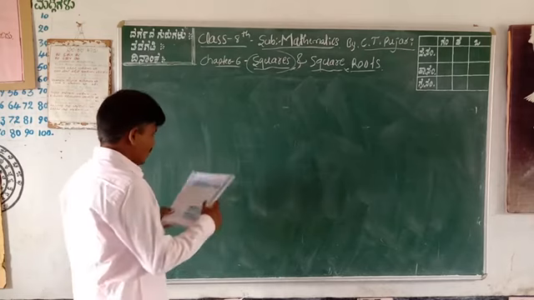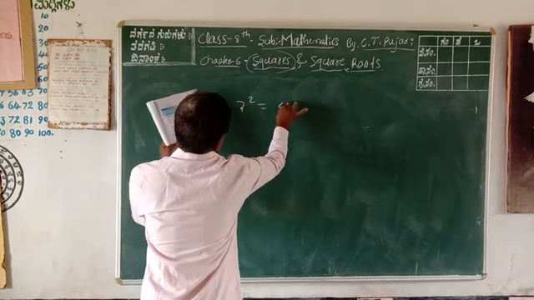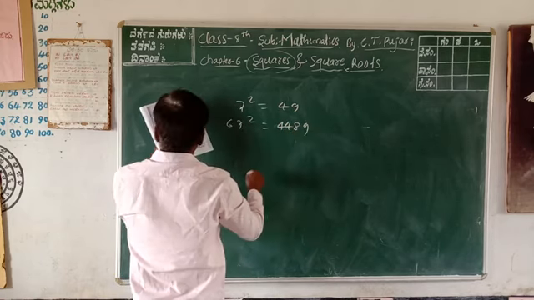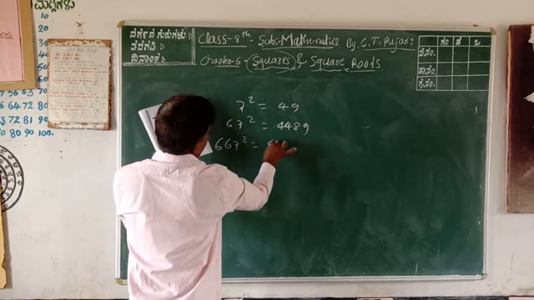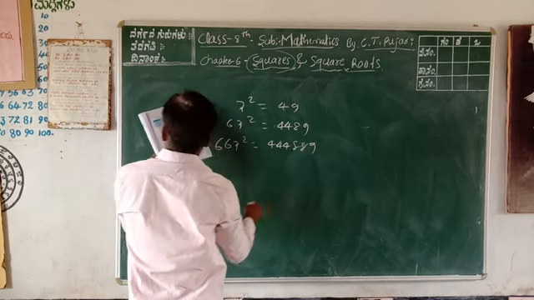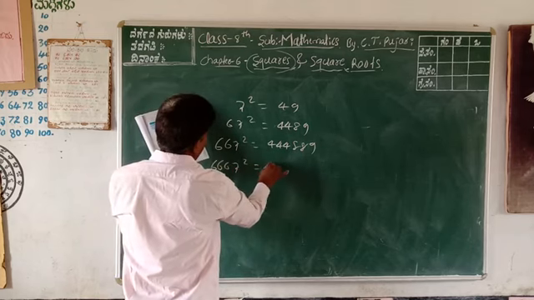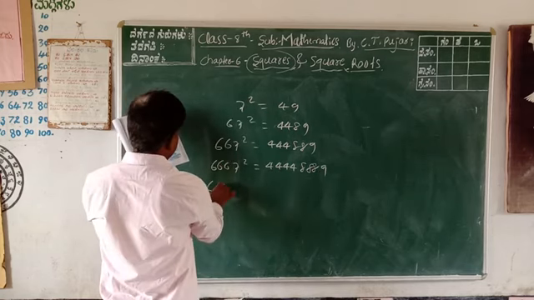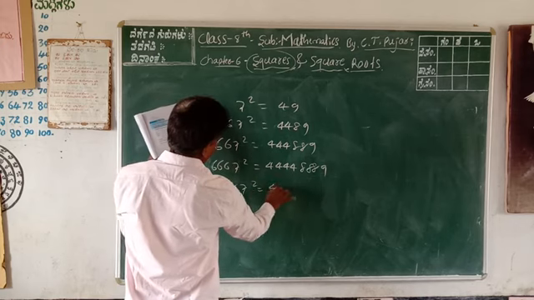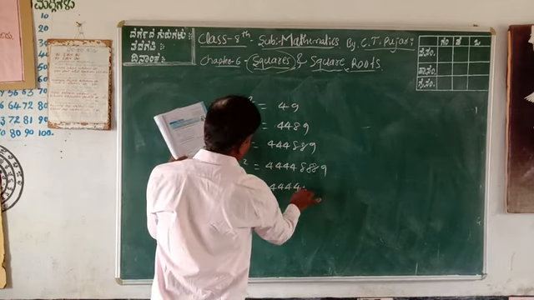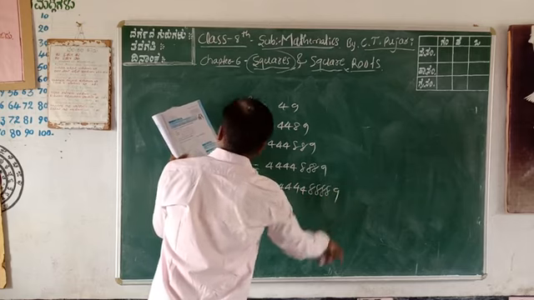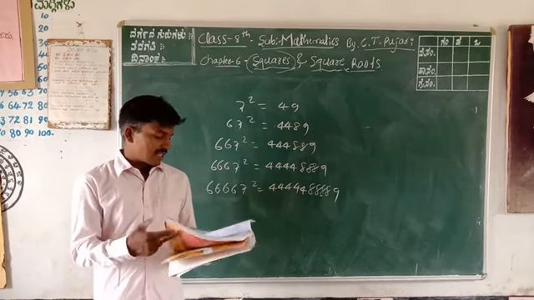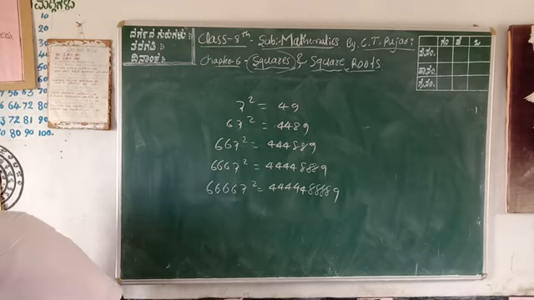The next pattern: 7 square is equal to 49. 67 square is equal to 4489. 667 whole square is equal to 444889. 6667 whole square is equal to 44448889. 66667 whole square is equal to 4444488889. These are very interesting number patterns in square numbers.